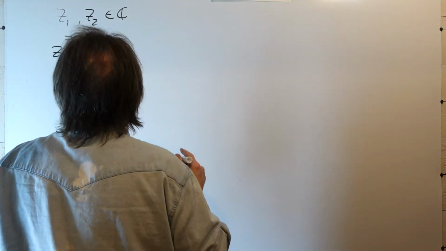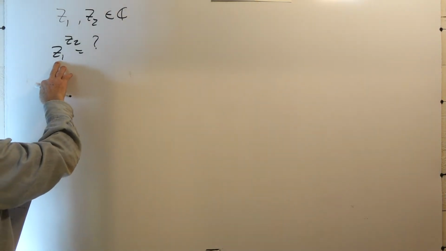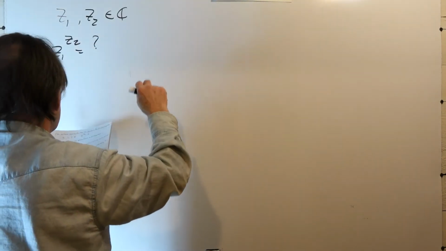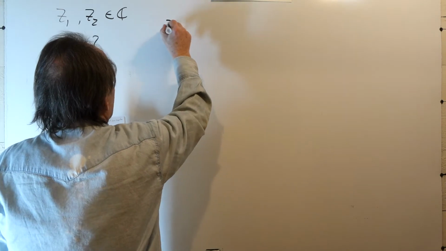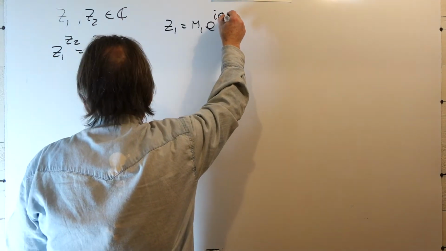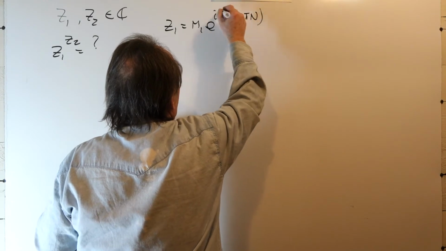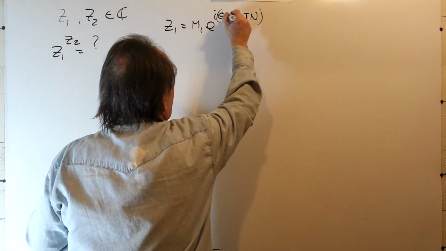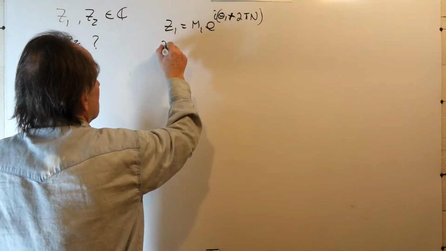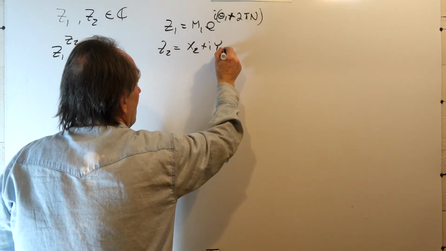Now, what we'll first look at is we're going to put the base z1 in polar form and the exponent in rectangular form. That's the way we need to proceed here. So z1 is going to be m1 e to the i theta 1 plus 2 pi n. We're allowing multiple values for the complex numbers so we don't run into trouble with our properties of exponents. Then z2 will be x2 plus i y2.